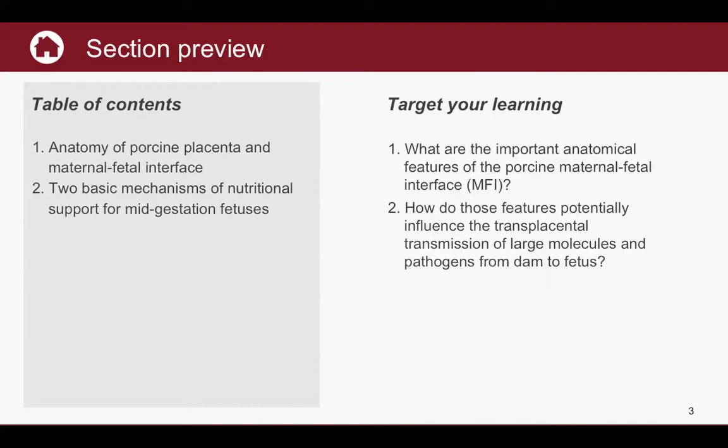Now I should describe what I mean by the MFI because I will use the term repeatedly throughout this and my subsequent presentations. I will explain in more detail in a few minutes, but for now, it is sufficient to know that the MFI is comprised of the maternal uterine layers and fetal placental layers that are adherent, or stuck together, in such a way to provide nutritional support for fetuses and enable excretion of waste products.